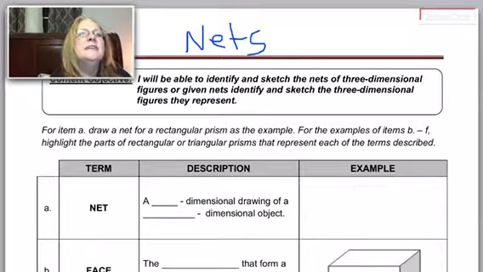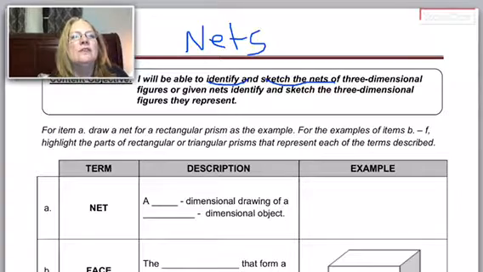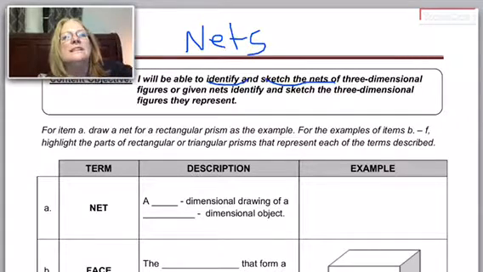This lesson is about nets. It says we're going to be able to identify and sketch the nets of three-dimensional figures, or given nets, identify and sketch the three-dimensional figures they represent. Okay, as you've probably learned before, I'm not much of an artist, but we can try and draw the idea here. So in the first part, what is a net?